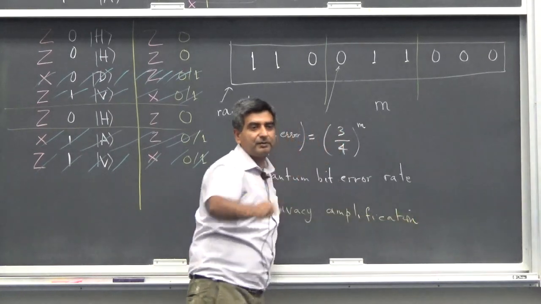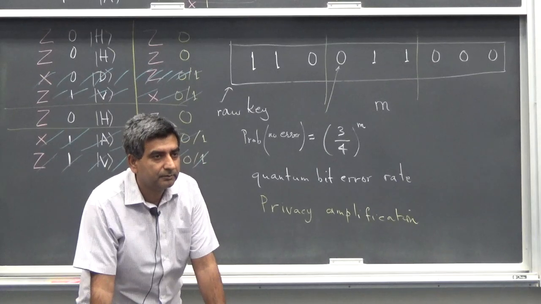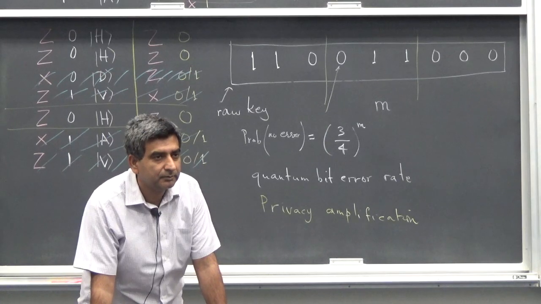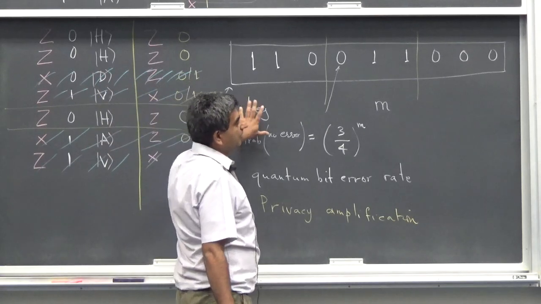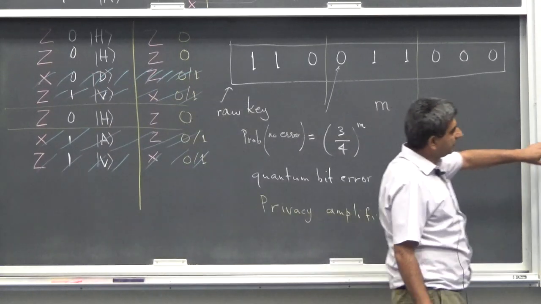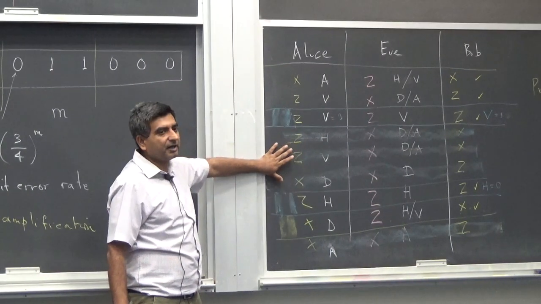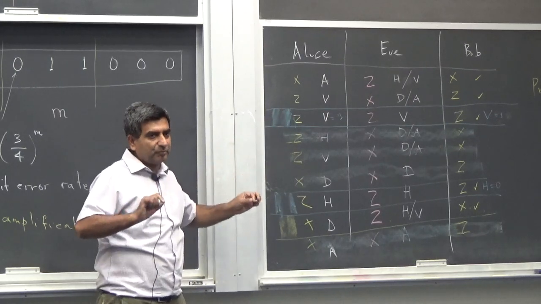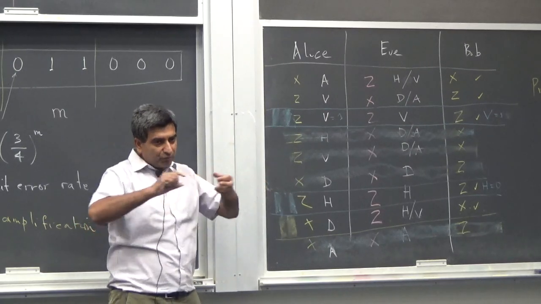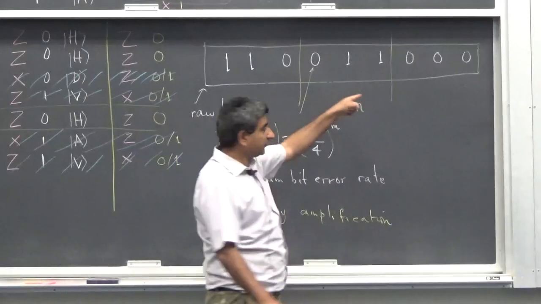You got a question? M is the number of bits where the key results are, the bases are not identical? No, M is the number of bits in the raw key. Once you have discarded the results in which Alice and Bob's bases are different, and you keep only those bits in which Alice and Bob's bases are the same, you construct a key, which is called the raw key. M is the length of that key.